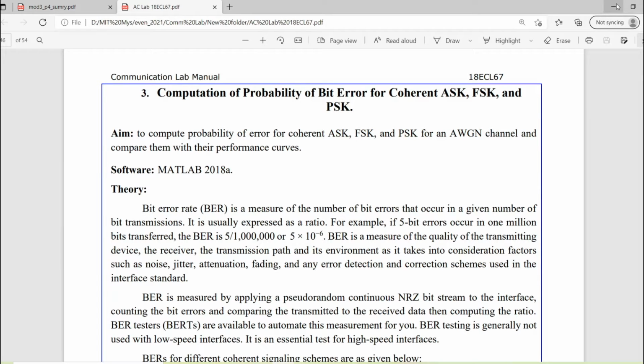What is bit error rate? That we need to understand first. Bit errors are the erroneous bits received at the receiver end as compared to the transmitted bits. It is usually measured as a ratio. For example, if 5 bit errors occur in 1 million transferred bits, the bit error rate is 5 by million, which is 5 into 10 to the power minus 6. This is the bit error rate.